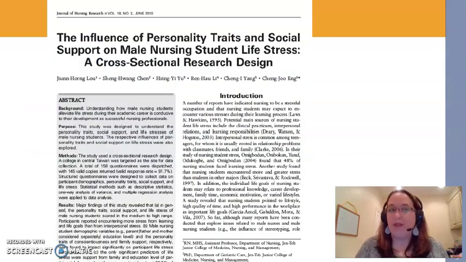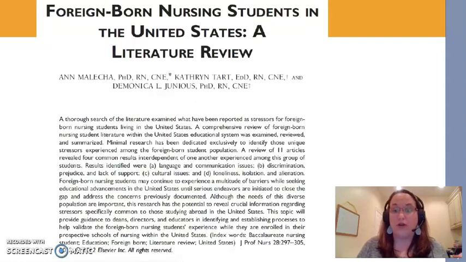So this is an example of a primary source study. Liu and colleagues were the ones who actually did this study, and then they wrote up the manuscript and got it published in the Journal of Nursing Research. So that's a primary source resource.